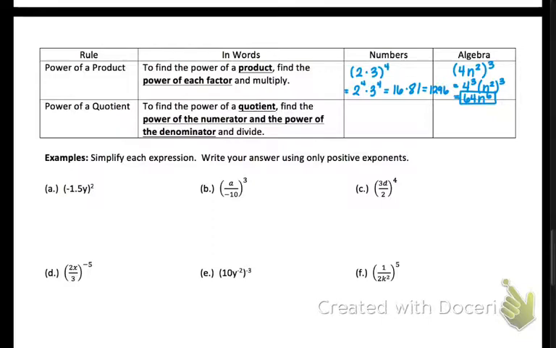The second rule is the power of a quotient. So to find the power of a quotient, you want to find the power of the numerator and the power of the denominator separately, then divide.